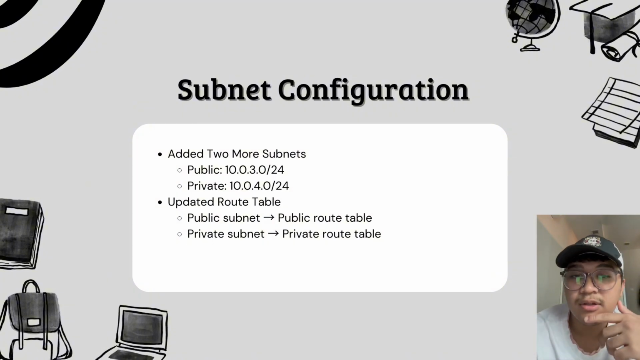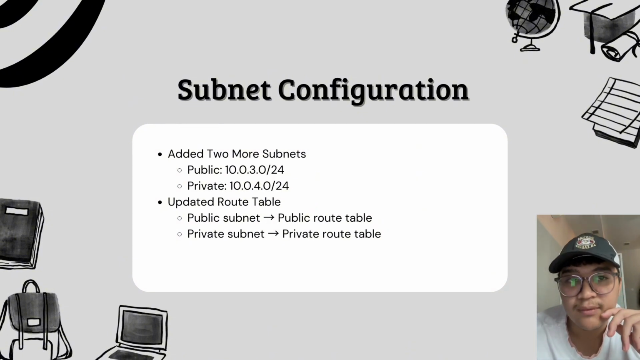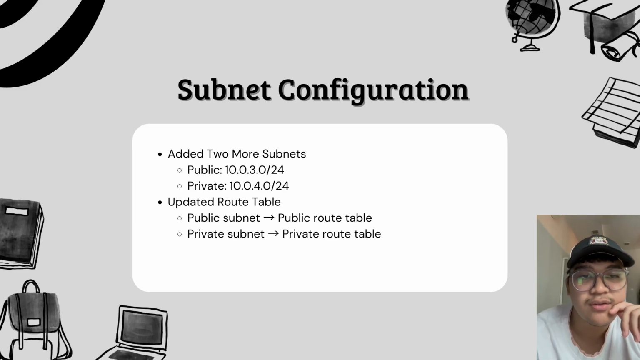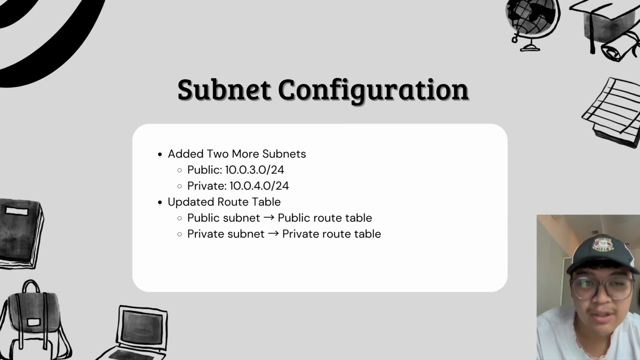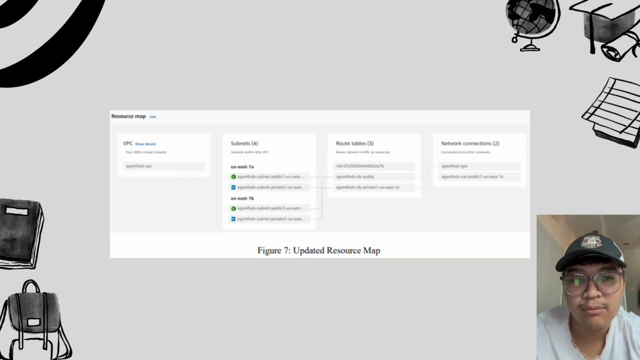So next is subnet configuration. To improve network reliability, we expanded our VPC by adding more subnets and updating the route tables. Two additional subnets were introduced, which are a public subnet to distribute traffic and a private subnet for backend security. The route table was updated to direct traffic efficiently, with the public subnet using the public route table, and the private subnet using the private route table.